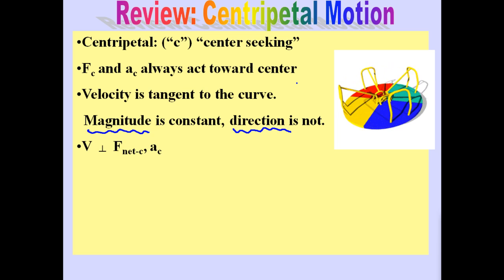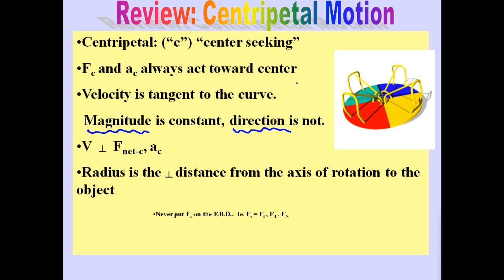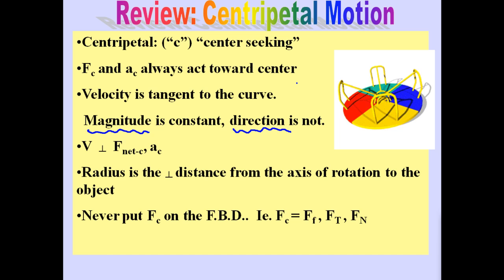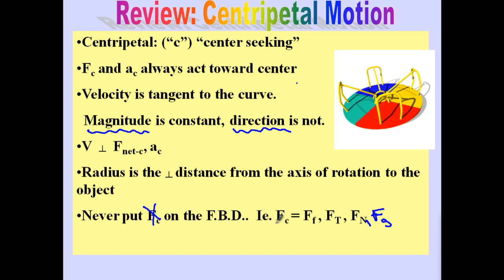And this velocity is perpendicular to the centripetal force and the centripetal acceleration. Radius is the perpendicular distance from the axis to the object. We all know what radiuses are. And when we're drawing our free body diagrams, never write F sub c, because F sub c can be either a frictional force, a tension force, a normal force, or a gravitational force. Don't write F sub c. It's one of these other forces.